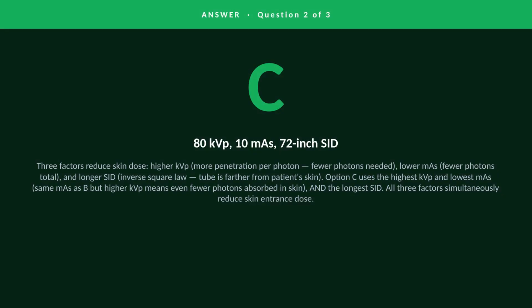The answer is C, 80 kVp, 10 mAs, 72-inch SID. Three factors simultaneously reduce patient skin entrance dose. Higher kVp, a more penetrating beam, means fewer photons absorbed in skin. Lower mAs means fewer photons total. And longer SID: the tube is further from the patient's skin, so the inverse square law reduces intensity dramatically at the skin surface. All three act together in option C.